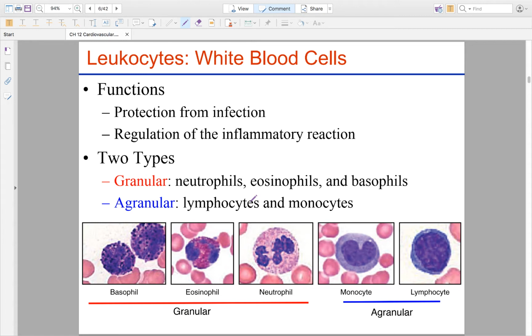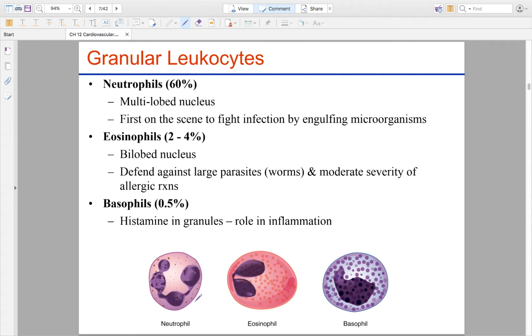There's two major types of leukocytes, granular and agranular. Granular, there's three types. There's neutrophils, eosinophils, basophils. See how the reason why they're called granular is because there's these little tiny granules inside of these cells, versus agranular: monocytes and lymphocytes. And they don't have granules. Okay, so let's look closer at these cells.